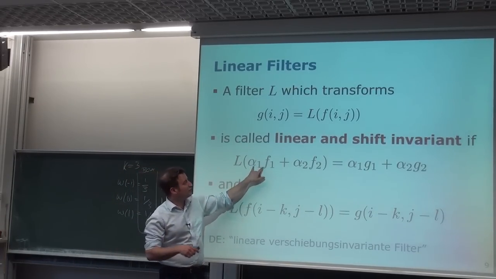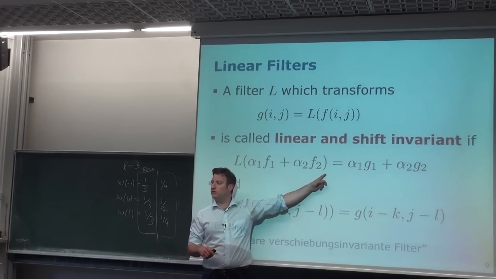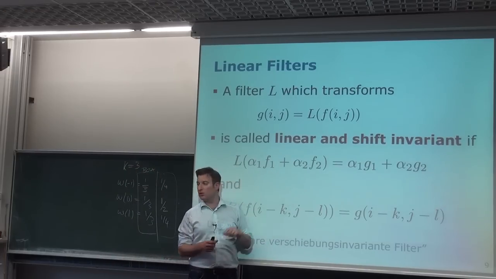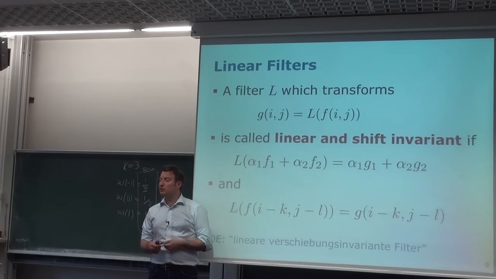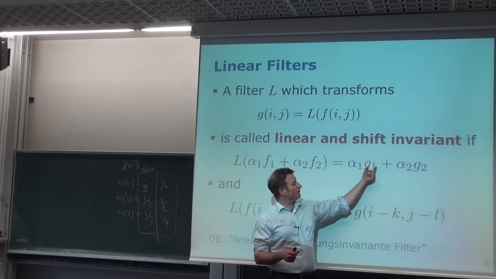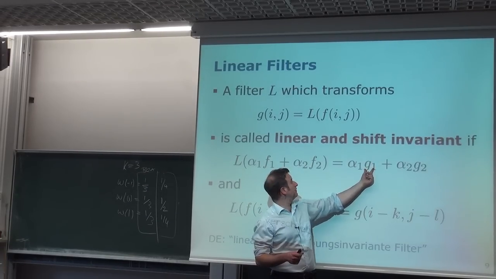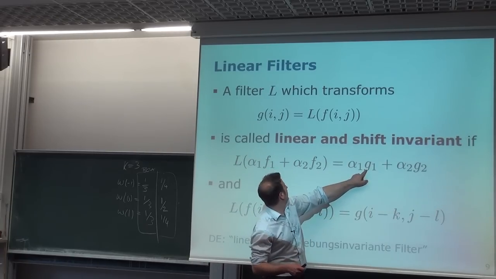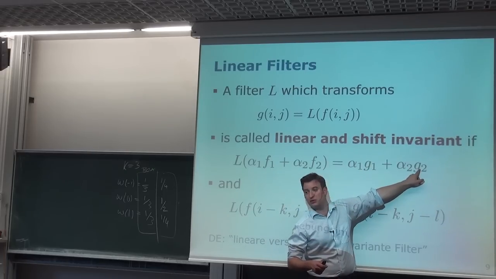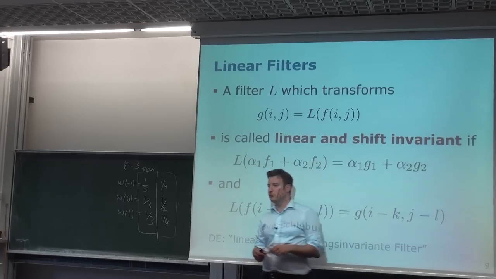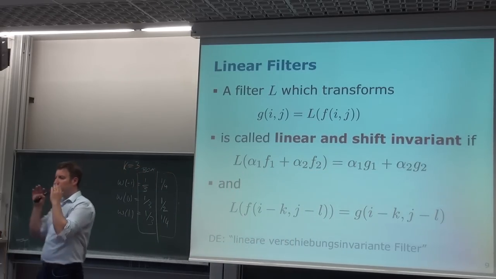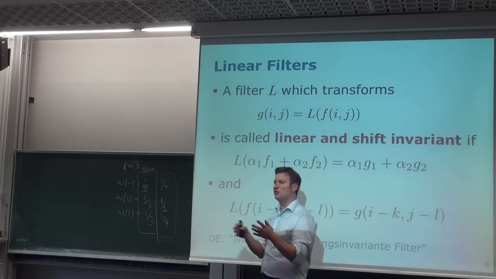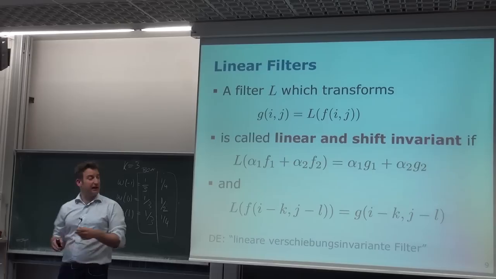The first property says I can actually combine two images, F1 and F2, just adding up their values, maybe with an additional weight, and I compute the operator. I actually obtain the same result as if I executed the operator on the original images and weighed them. So this can be seen as L of F1 and L of F2, which give me G1 and G2. So I can separate this process: either transform every image individually and then sum them up, or first sum up the images and then perform my operator. I get the same result.